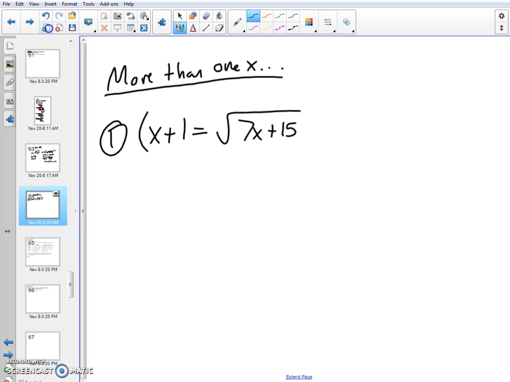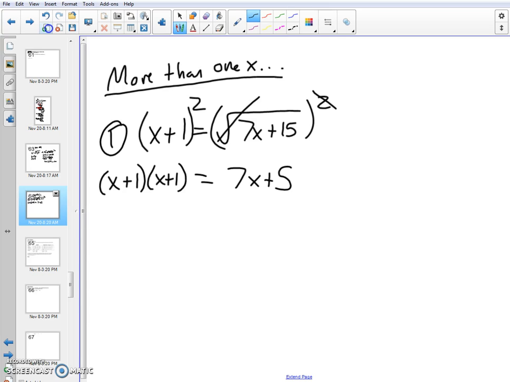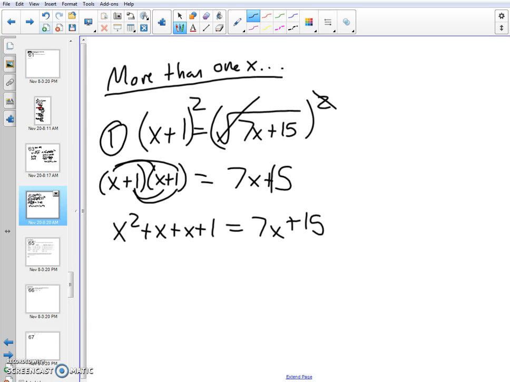It just so happens that there's an x on the other side of the equation. So we're going to approach this the same way. But now I have to think about, when I square this, I am just left with 7x plus 15. But when I square the left side, that means I would have x plus 1 times x plus 1. So I would need to do all of this multiplying in here. So that's going to give me x squared plus x plus x plus 1 is equal to 7x plus 15.